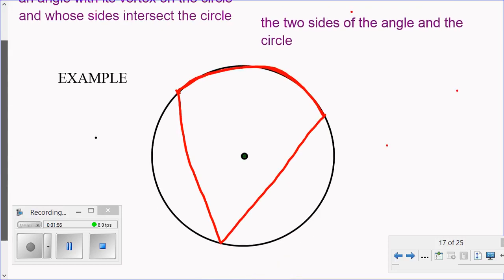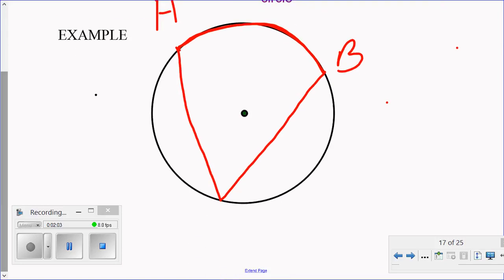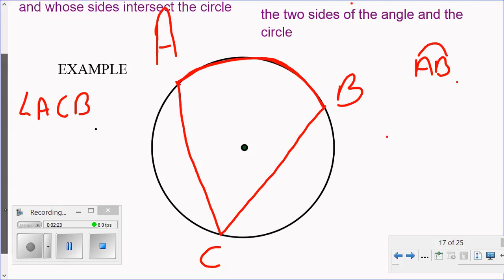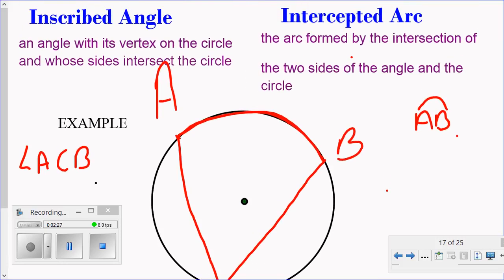So if I called that A and that B and this C, my inscribed angle would be angle ACB, and my intercepted arc would be arc AB. Okay, so that's what an inscribed angle is, what it looks like.